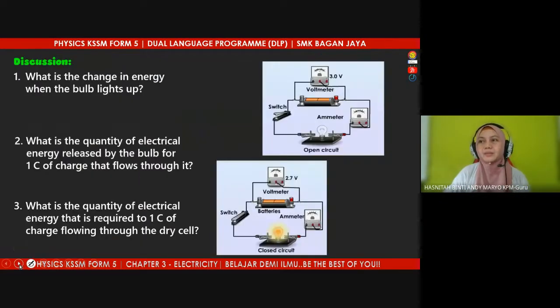Okay, then what's next? Discussion. We have 3 questions to deal with. Number 1, what is the change in energy when the bulb lights up? Can you tell me the energy changes that occur here, student, when we switch on the bulb? When you close the switch, what kind of energy changes to what type of energy?